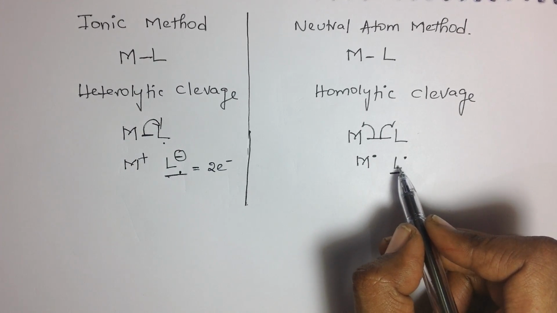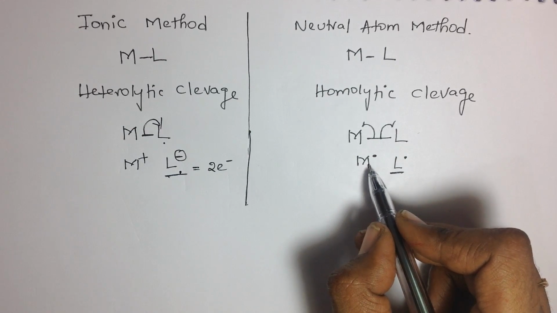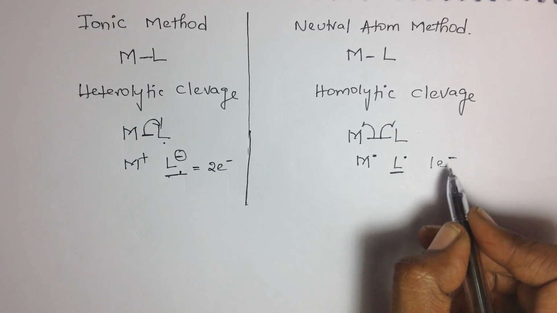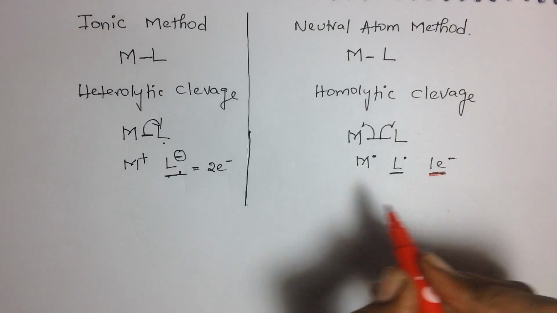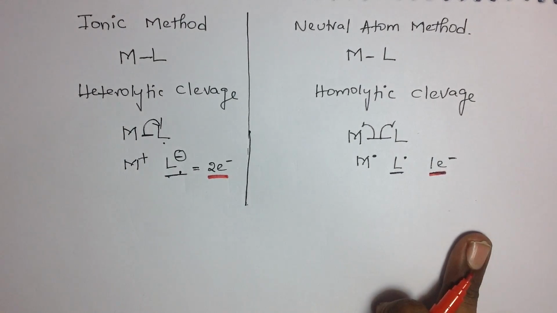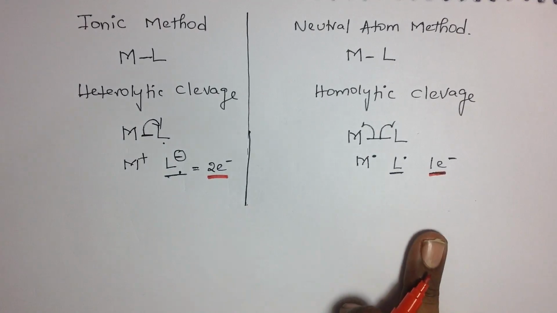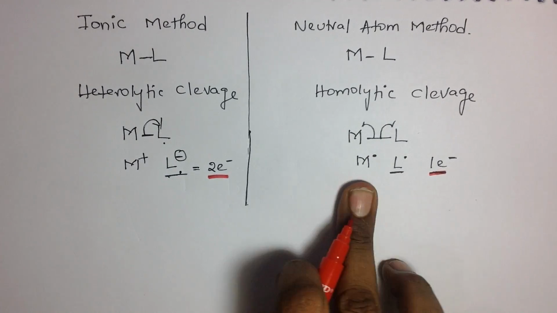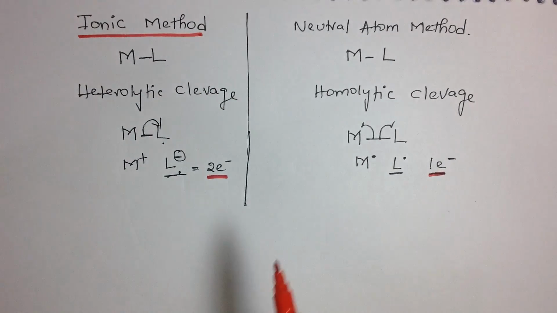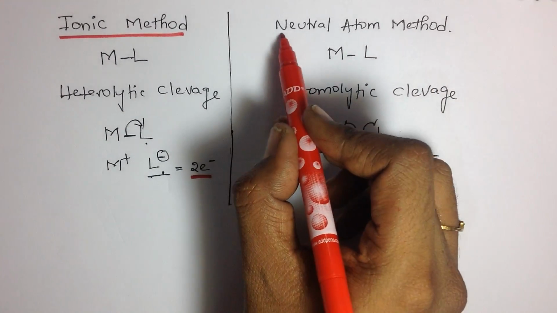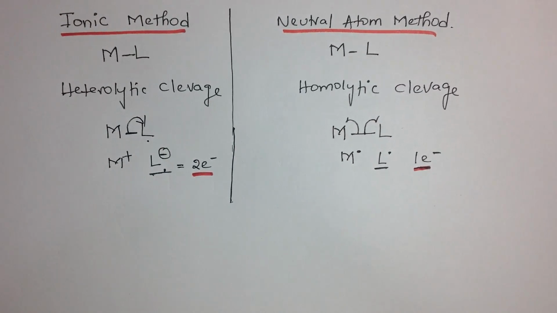But what about the case of homolytic cleavage? How many electrons does the ligand contribute to the metal? It is 1 electron. Have you understood the difference? This is how the variation is shown in the contribution of electrons by the ligand to the metal. If it follows heterolytic cleavage, it comes under the ionic method. If it is homolytic cleavage, we get the neutral atom method.